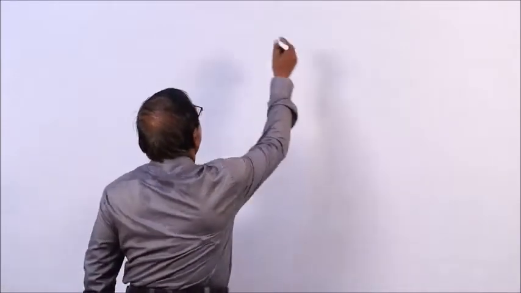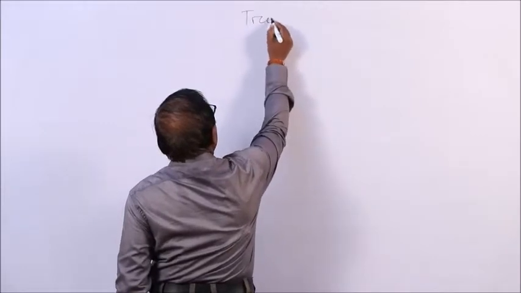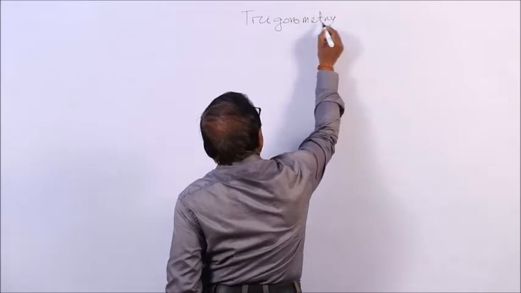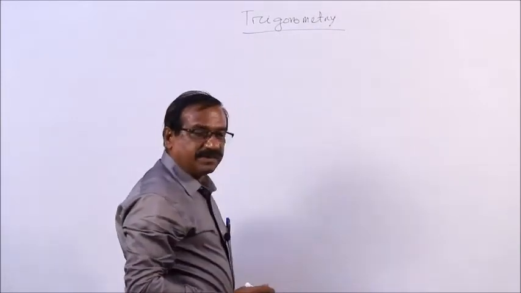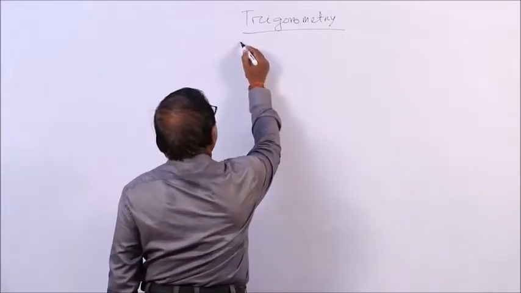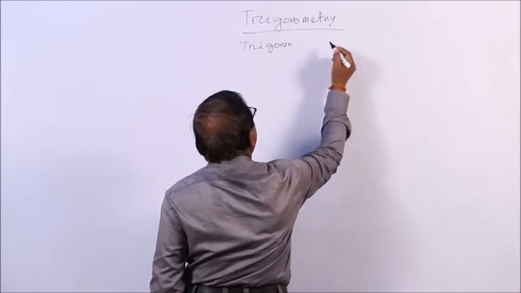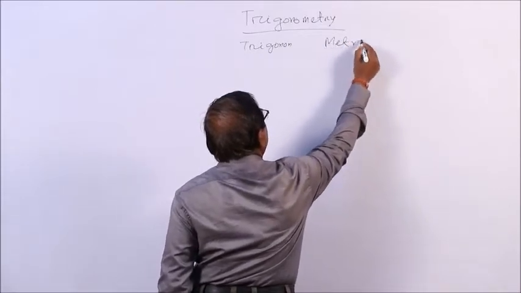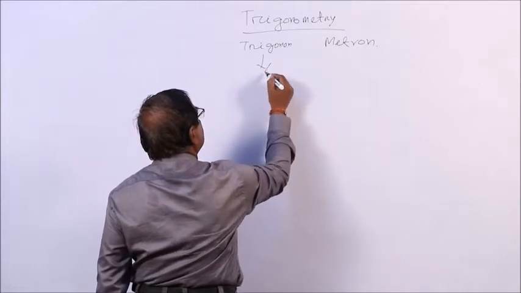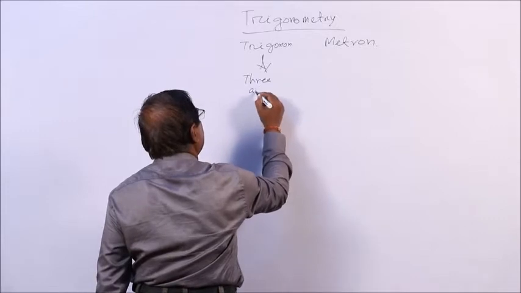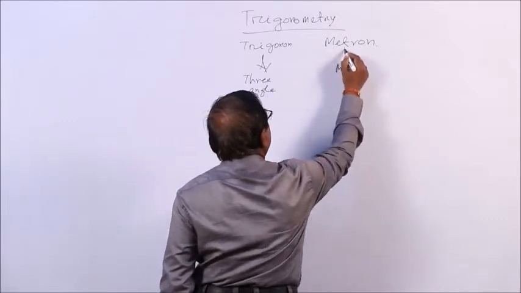Good afternoon. Today we shall start trigonometry, which has been derived from two Greek words, trigonon and metron. You see, this is three angle is a measure.